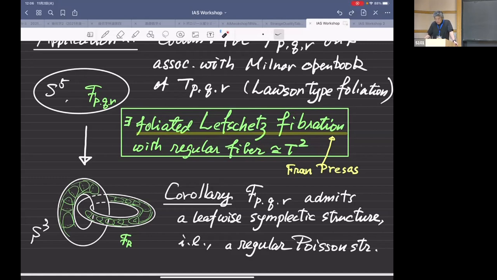So the notion of the foliated Lefschetz fibration is just a Lefschetz fibration to a two-dimensional foliation on a three-manifold, and the singular locus is transverse to the leaves. So it's a closed one-manifold. And then we can apply the decomposition theorem to the symplectic structure, but in a parametric way. In that way, we can give a proof of the existence of leaf-wise symplectic structure on such foliations.